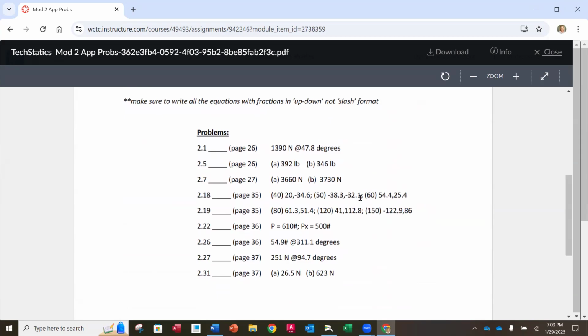So what I want to do is just go into the chapter, find each one of these, and make sure you have a good understanding of what we're looking at. If you do have any questions, I'm happy to answer those along the way. So let's start by going to page 26 and looking at problem 2.1. Okay, so I'm going to pull this underneath here.